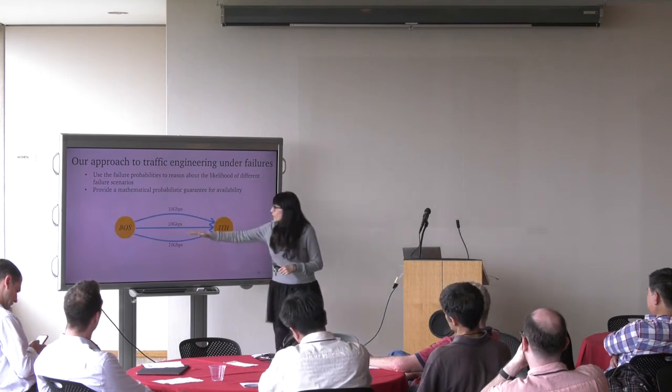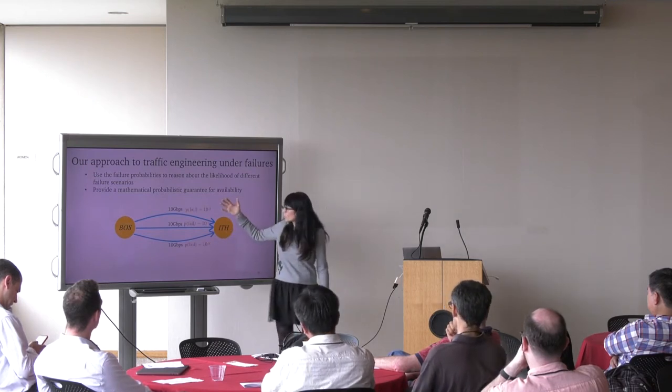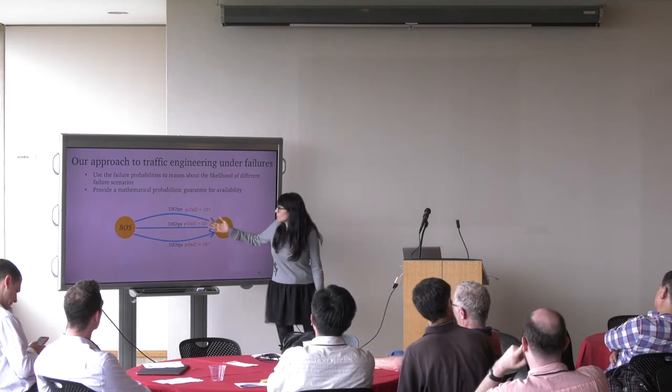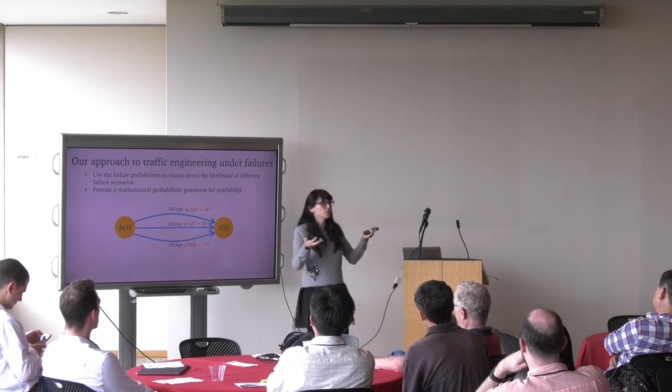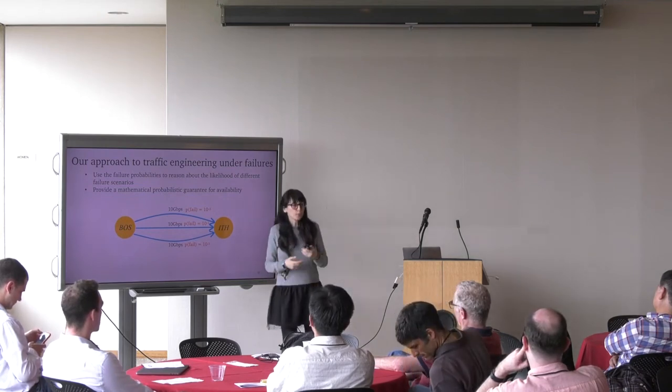For example, back to our familiar example, if you have Boston and Ithaca, I'm going to add a bit of information for you. I'm going to add the probability of failures of these different three links. I have this information because I've been observing the failures of these links for, say, the past year or past 3 years.